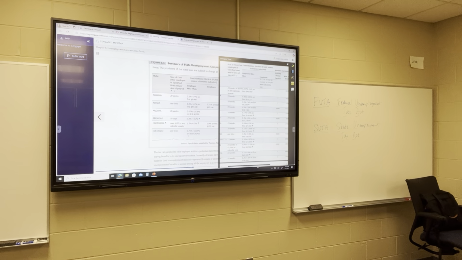Okay, so each employer has to meet that $7,000. So $7,000 only on the first $7,000 that is paid during every calendar year. Wages include bonuses, advances, and commissions. So just like Social Security and Medicare and all those other taxes we've talked about.